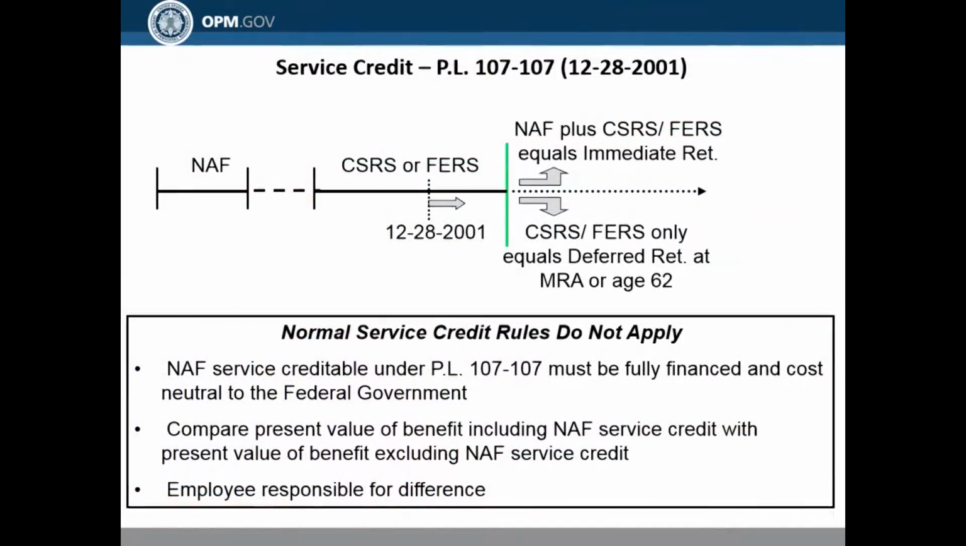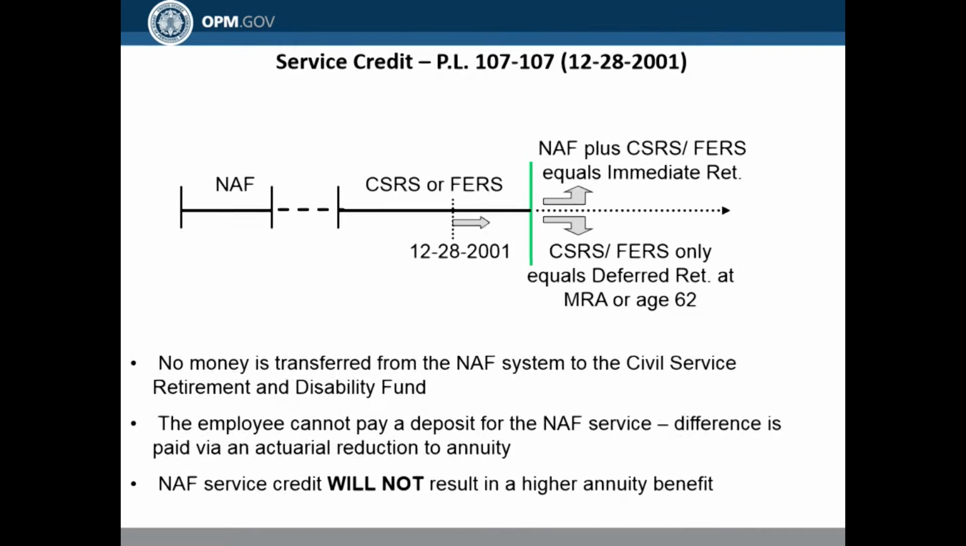Now, the NAF service creditable under Public Law 107-107 must be fully financed and cost neutral to the federal government, as I said. So in this example we're looking at, you compare the present value of the benefit, including the NAF service, with the present value of the benefit excluding the NAF service, and the employee is going to be responsible for the difference. So again, similar to what we saw in the prior public law, right?